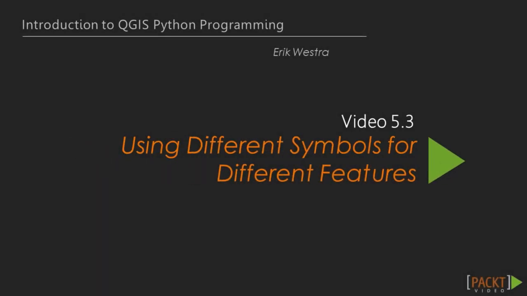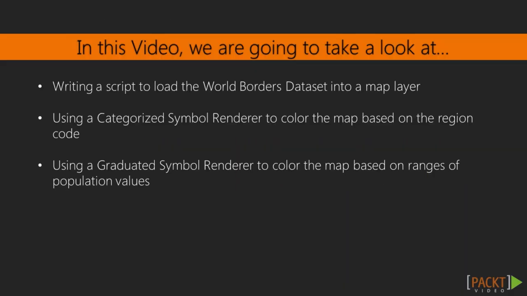In the previous video, we learned how to load, manipulate, and save vector format data using the QGIS API. In this video, we will write a Python program that creates a map layer and then modify that map layer so that different features are colored in different ways. We'll use a categorized symbol renderer to select colors based on distinct attribute values, and then use a graduated symbol renderer to choose colors based on ranges of attribute values. This will show you the two main ways in which you can color your maps.